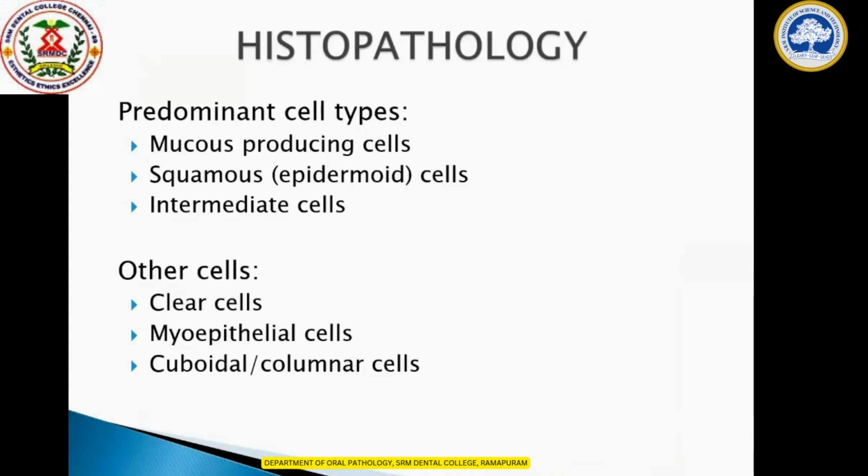The other cells which are seen in minor number will be your clear cells, your myoepithelial cells, the cuboidal or the columnar type of cell. So we will see each cell in detail now.